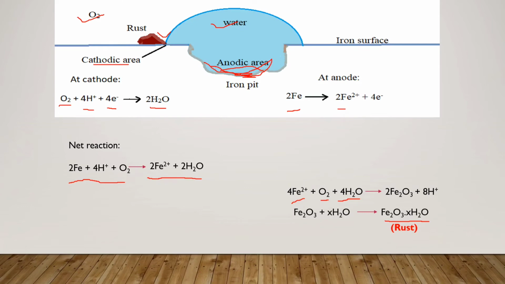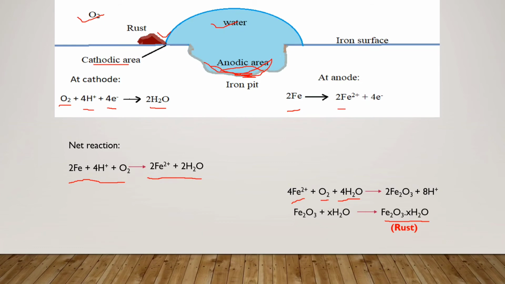Now let us have a look at the factors that enhance this process of rusting. The first factor is water. More water makes the process quicker. So in tropical regions where the humidity is higher, the rusting is faster.